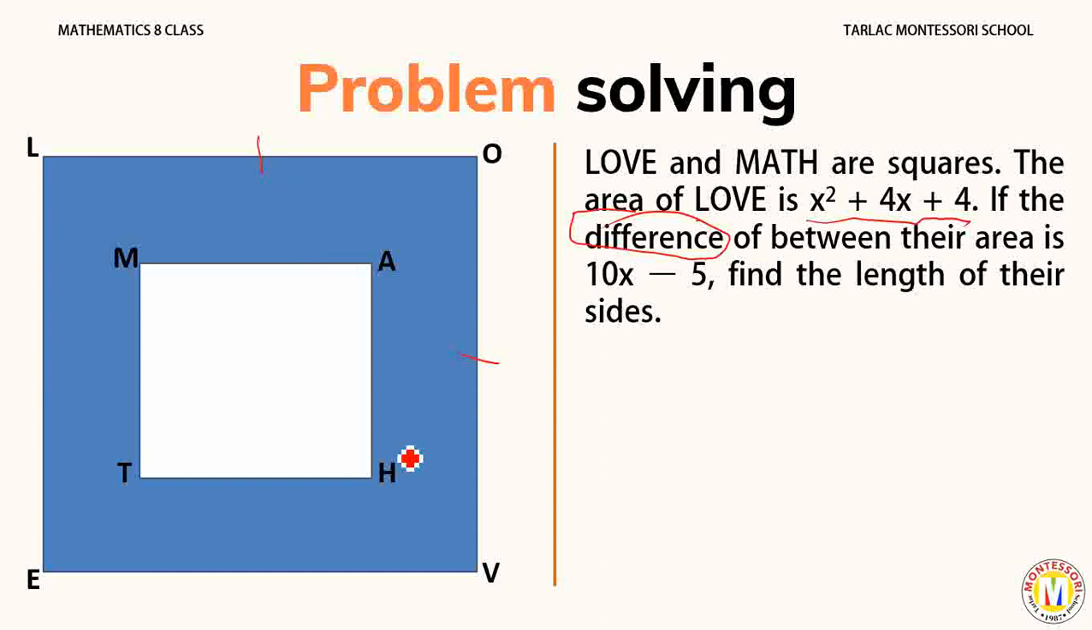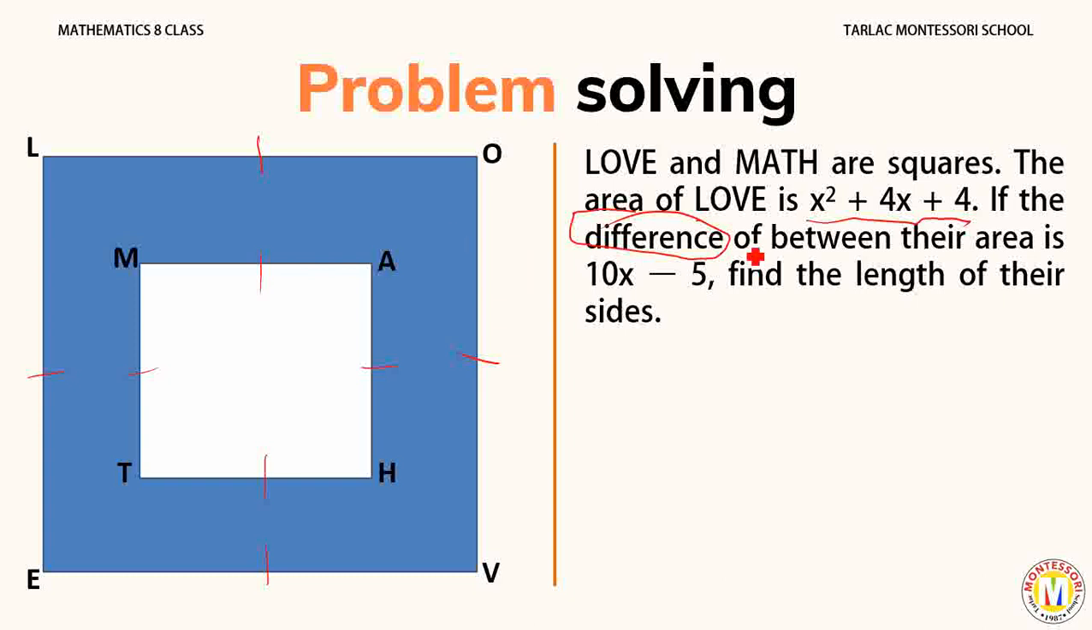So that means all of their areas are equal, as well as this particular square. So all of their sides are equal. So let's have first, since the area of the square LOVE is x squared plus 4x plus 4. It's given already.